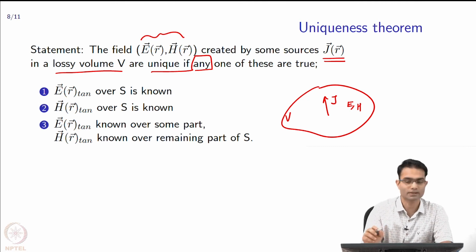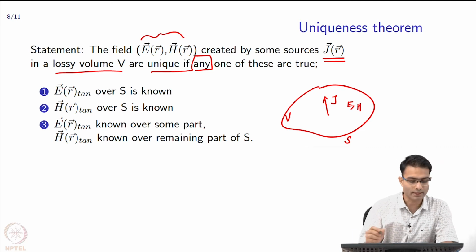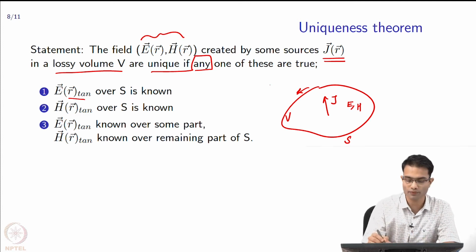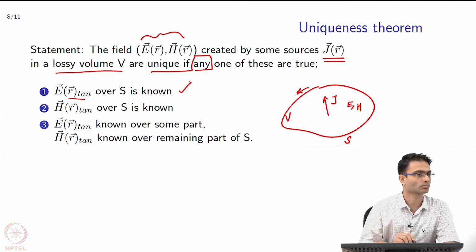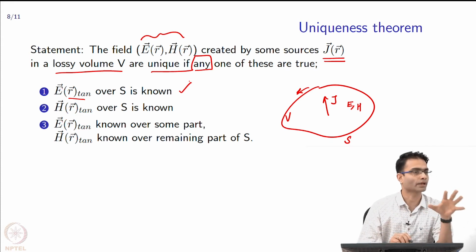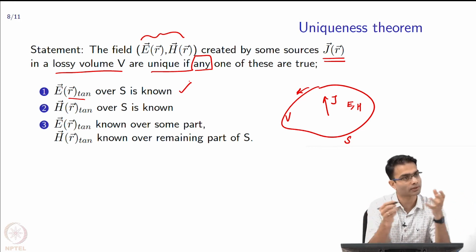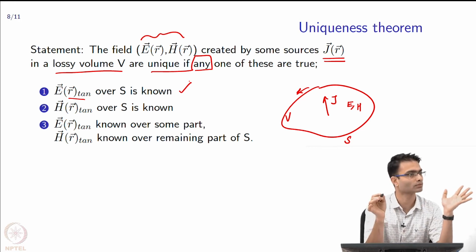So, what are these three conditions? This volume has some surface S. This is saying that E tangential over this surface, supposing I know E tangential over all of S, if that is specified, then whatever you get as the result of your calculation, the fields, they are unique. There is no other solution that is correct.